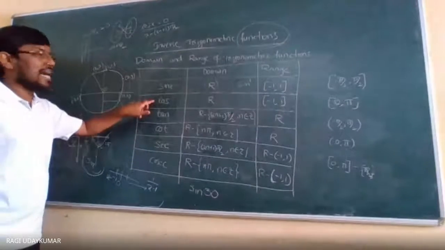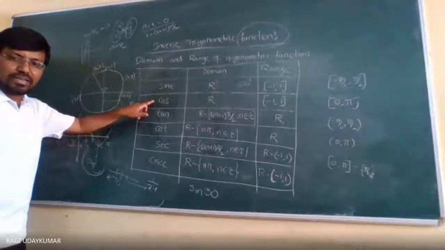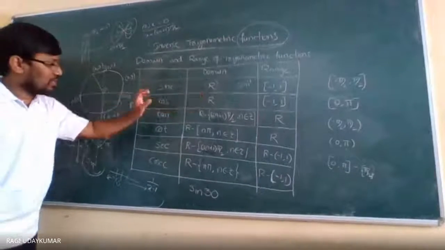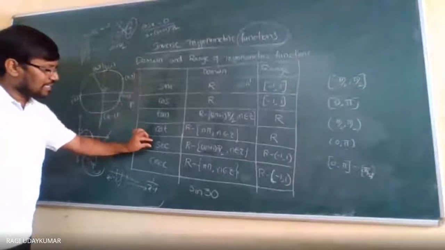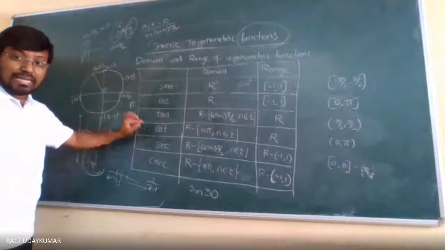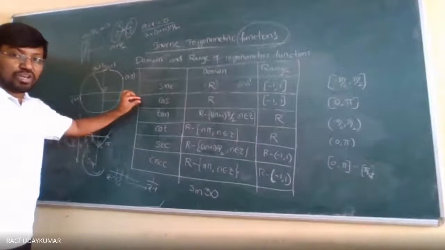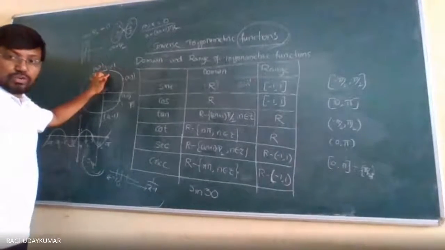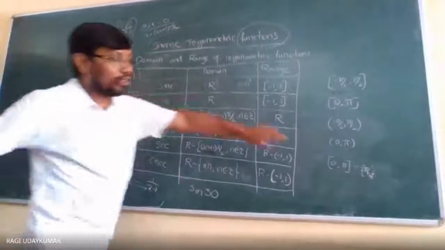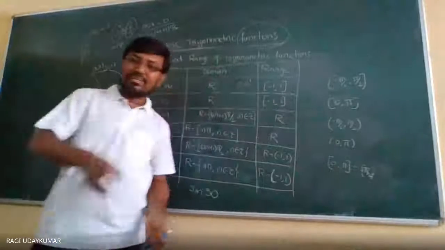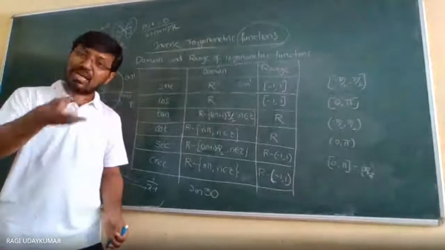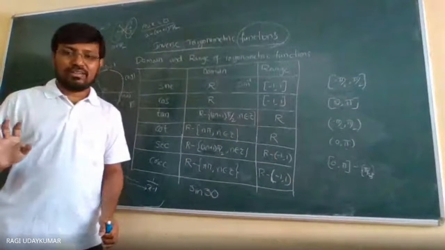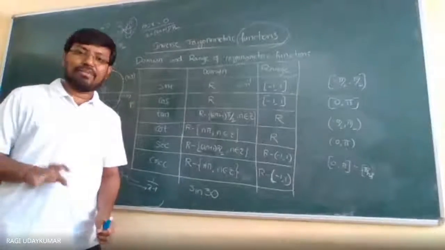Why? Because the cos principal value branch is taken as 0 to pi. In the same way secant will be there, but cos becomes 0 at pi by 2. So that pi by 2 should not be taken, because at that place the secant will become undefined.